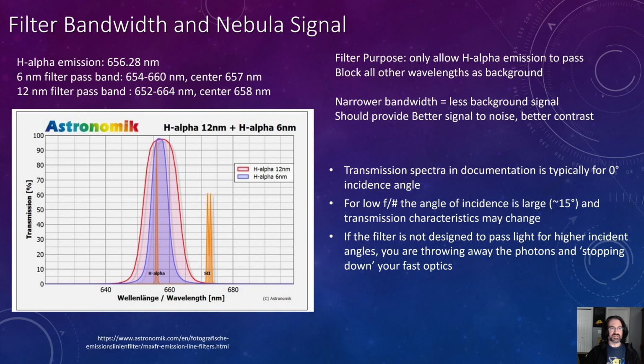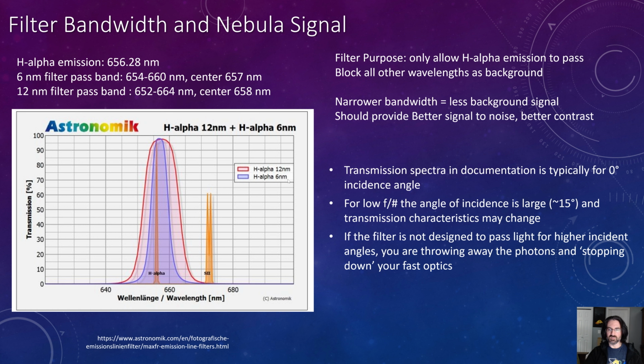Next, we're going to look at the effect of filter bandwidth on nebula signal. We're going to start by looking at the H-alpha emission. We're going to be looking at both the 6 and 12 nanometer bandwidth filters. The whole purpose behind most narrowband filters is to only allow the wavelength that you're interested in to pass and block all other wavelengths as background. So conceptually, the narrower your bandwidth, the less background signal there will be, which should provide better signal to noise and better contrast.